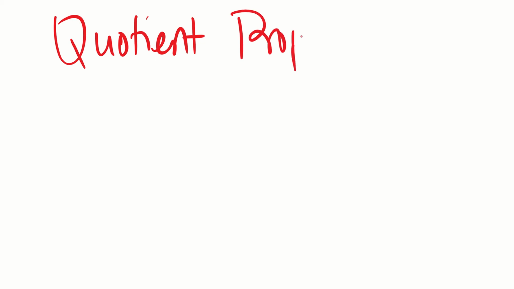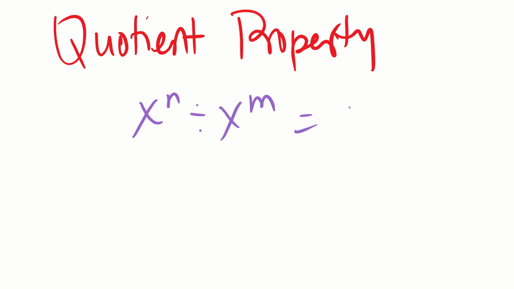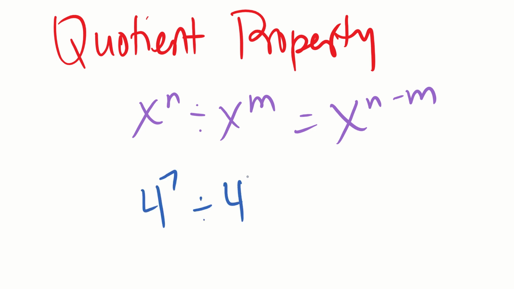Next one is the quotient property. So this time if we're dividing, we'll use n and m, we would subtract the exponents. So numerical example, I have 4 to the 7th divided by 4 to the 3rd, subtract them, and I get 4 to the 4th.